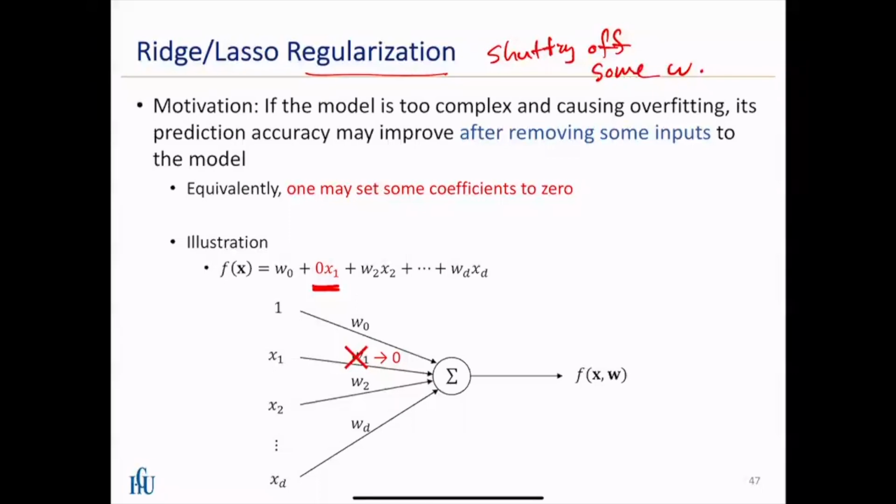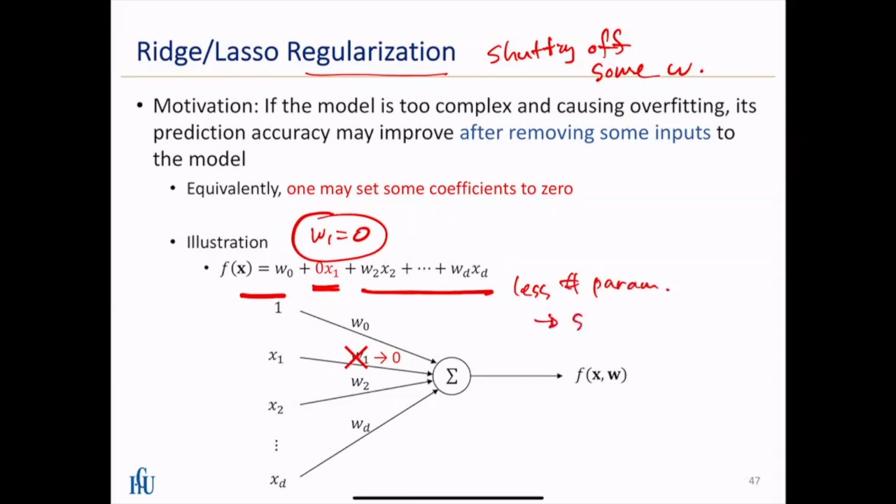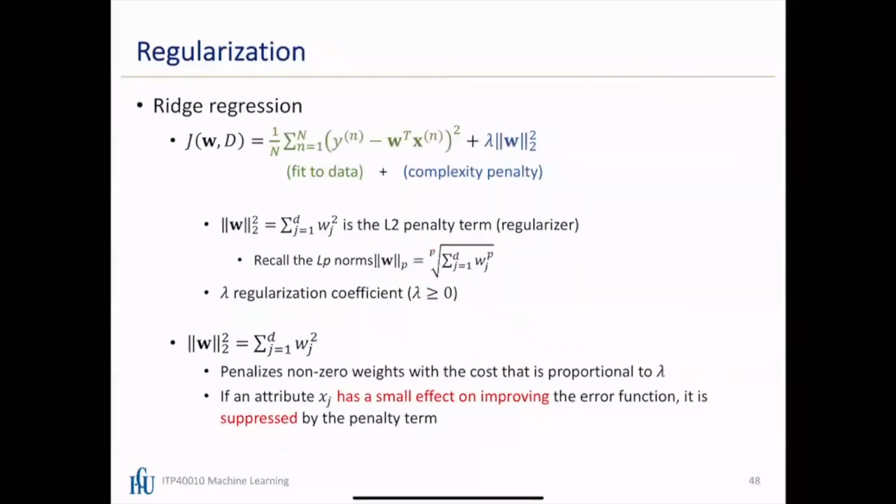Say W1 is indeed 0, and we fix it. Then we have fewer parameters, and we simplify the model. So this is the idea. And then the next question is how to select which W to shut off. One such option is ridge regression.